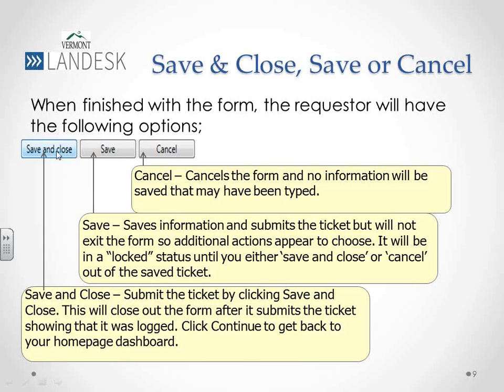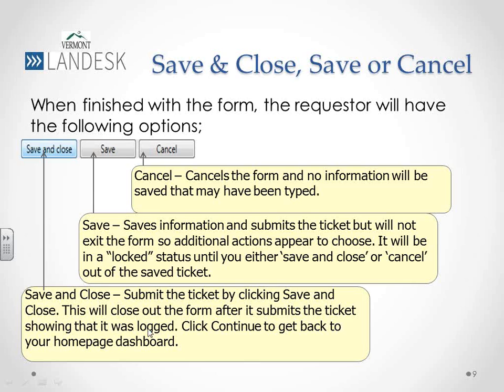Then you've got the Save and Close. Both of these actions actually submit the ticket, but what happens after you hit the Save and Close is the difference between those buttons. So Save and Close: you've finished putting all the information into the ticket and you want to submit it, because you have nothing else that you need to do to it and you want to get it sent off. Then you hit Save and Close.